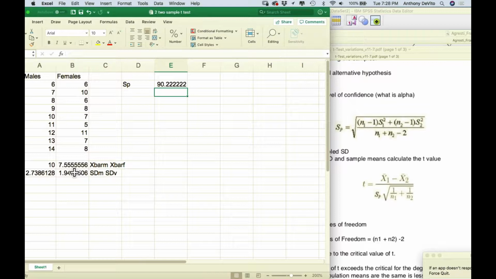Okay, so the top part of that equation is 90. What's the bottom part of that equation? N1 plus N2, that's 9 plus 9 minus 2 is 18 minus 2 is 16, right? So I'm going to now divide those two. That's equal to 90.2 divided by 16. And that's equal to 5.363. And now I'm going to find the square root of that number.